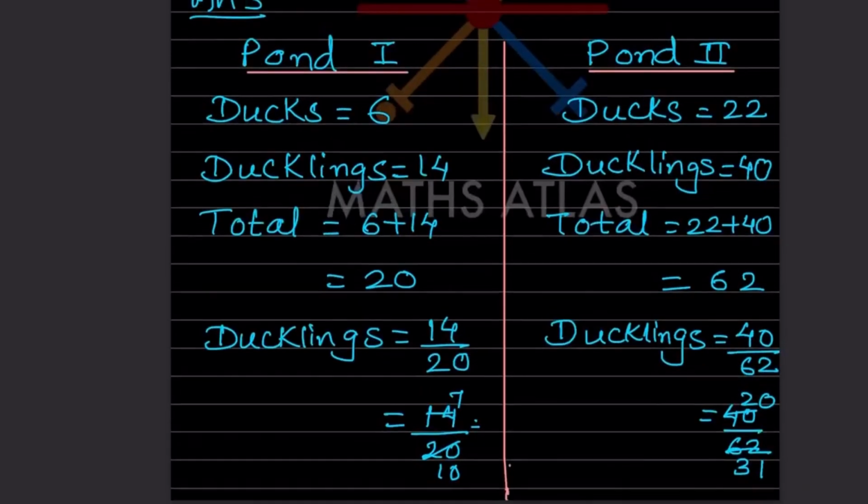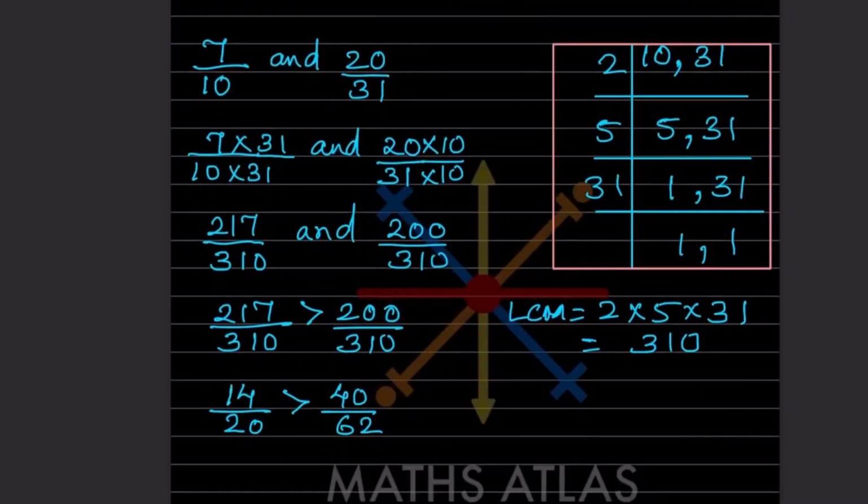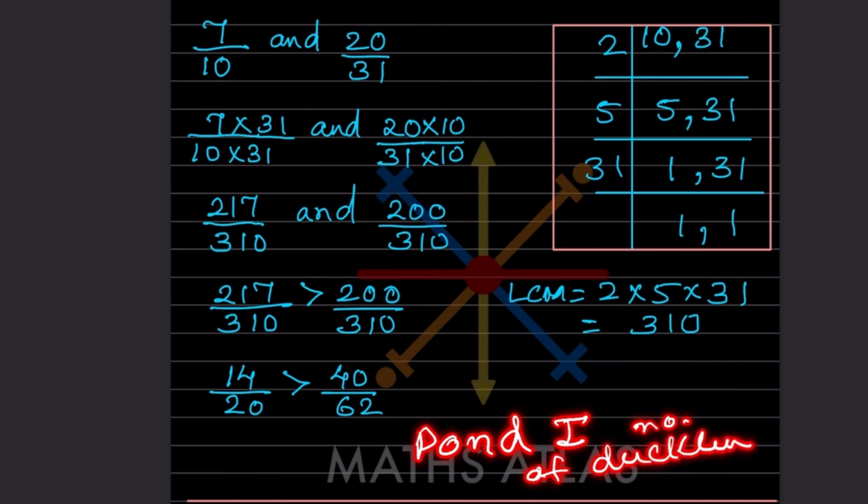And what did they ask here? They asked, in which pond is the ratio of ducklings greater? So of course here you will write pond 1, isn't it? Because that is 217. In pond 1, the number of ducklings is greater. Is that clear?